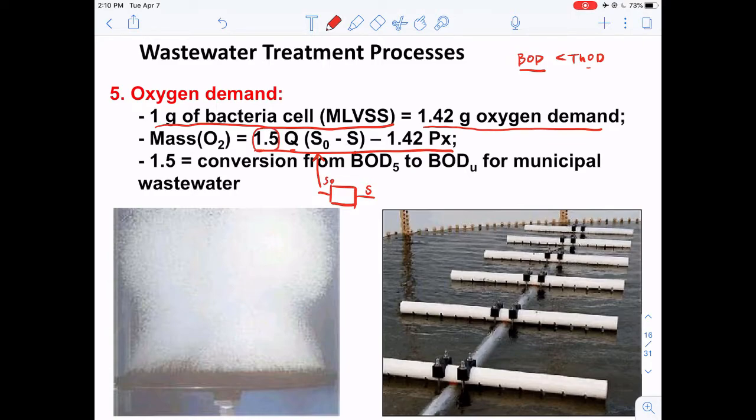Okay, so we use this 1.5 here to convert the BOD5 into ultimate BOD to consider all of the oxygen that's required. But we know that the concentration of the organics also decreased, not only because of the oxidation, but also because a fraction of them are converted into the bacteria. So that's why we also need to subtract 1.42, which represents the conversion of these organics to the bacteria themselves, multiplied by the total amount of bacteria cells produced through this process. Okay.